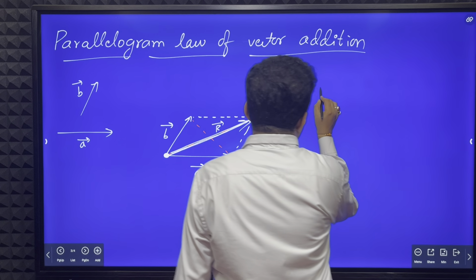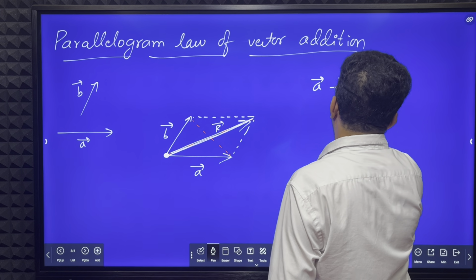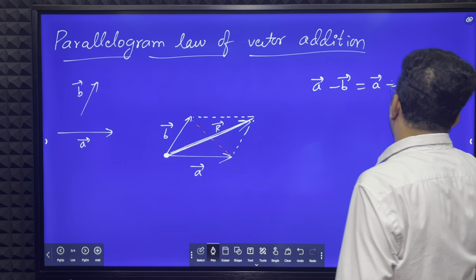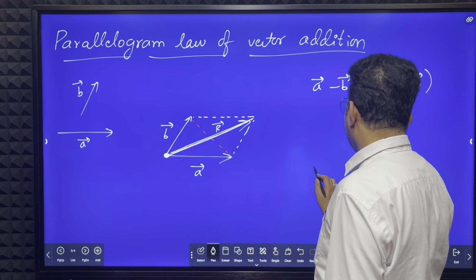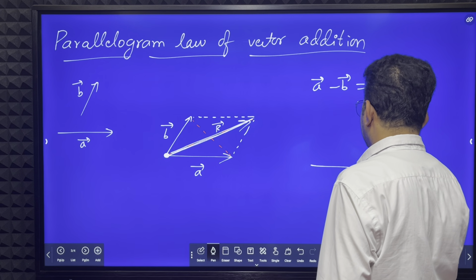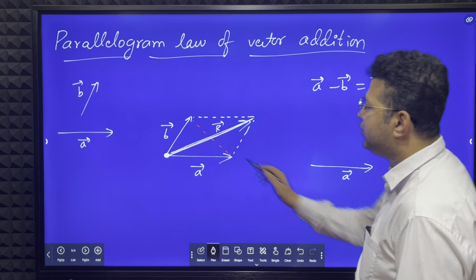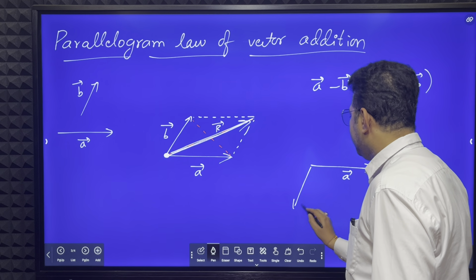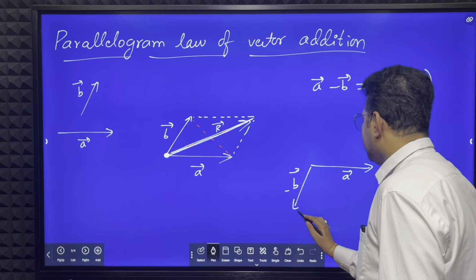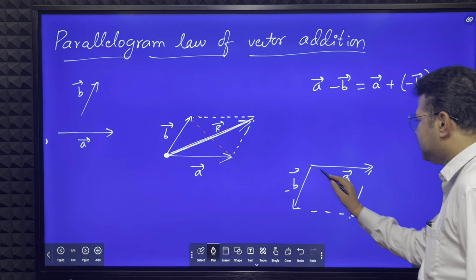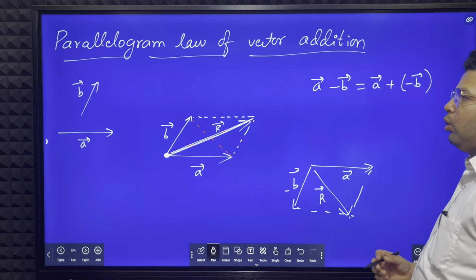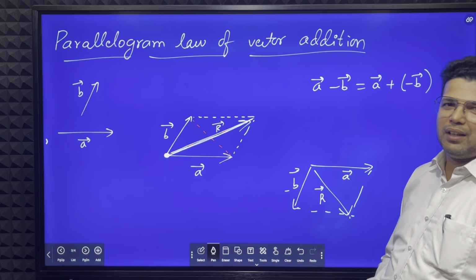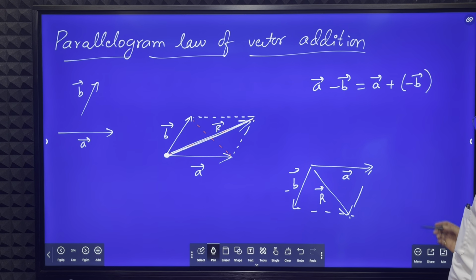Then how to perform A minus B? We know that A minus B is equal to A plus minus B. Correct? So where is our A? This is our A. Where is minus B? If this is plus B, this will be minus B. Hope you can understand. Then complete the parallelogram. This is the resultant vector. Hope you understood how to add two vectors graphically using triangle law of vector addition and parallelogram law of vector addition.